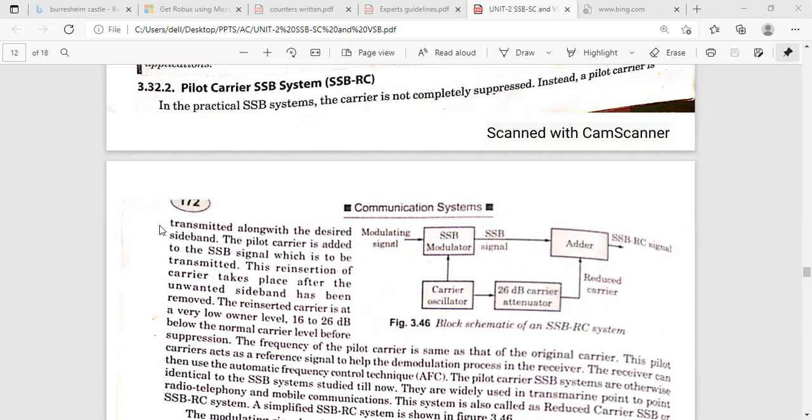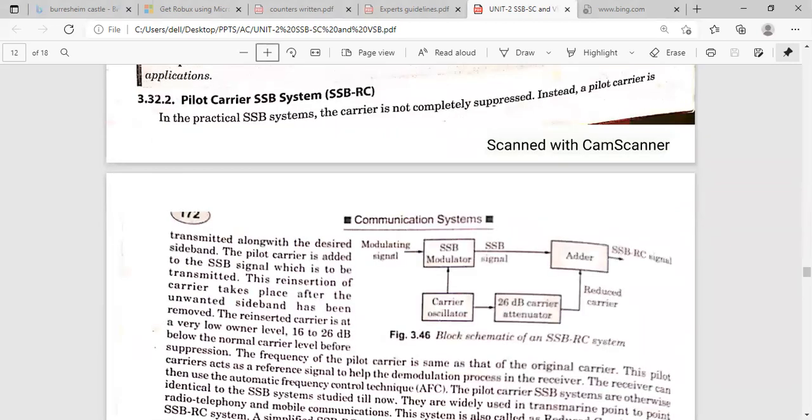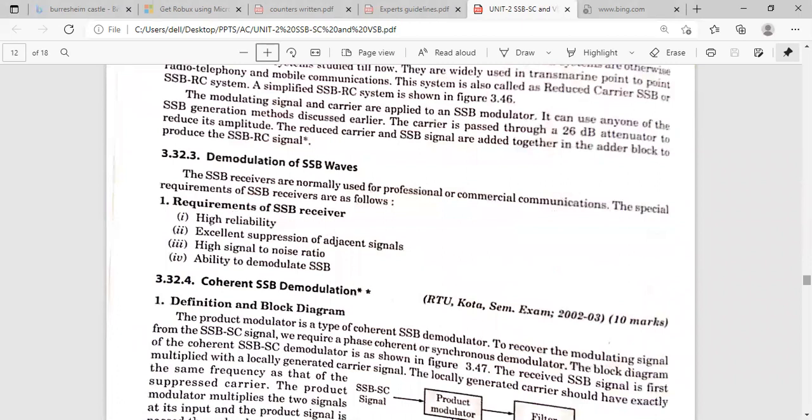ఓకే, సో దానివల్ల ఏమవుతుంది, దిస్ రెడ్యూస్డ్ క్యారియర్ విల్ యాక్ట్ యాస్ ద రిఫరెన్స్ సిగ్నల్ ఇన్ ద డిమోడ్యులేషన్ ప్రాసెస్, so that we can easily detect the original information from the modulated signal. Okay, so this pilot carrier system will be used in point to point transmissions, we use the SSB RC system.